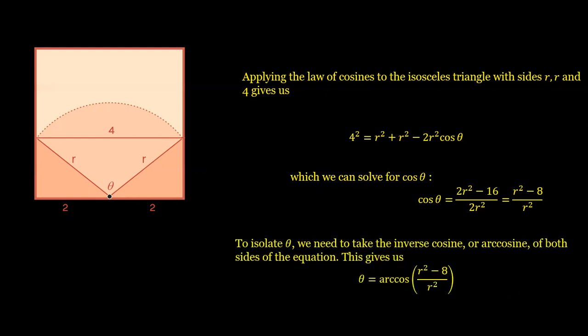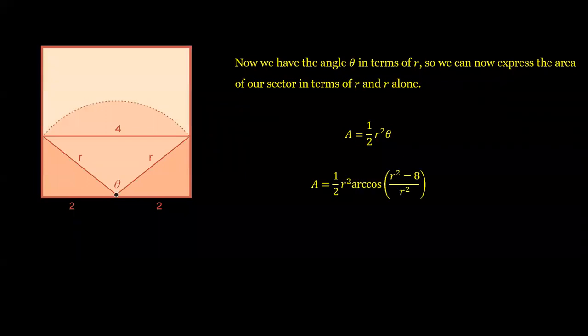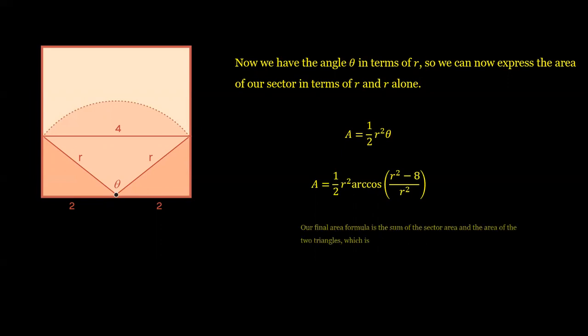Cos theta is equal to (2r squared minus 16) divided by 2r squared. To isolate theta, we need to take the inverse of cosine, or arccos, of both sides of the equation. That gives theta equal to arccos of (r squared minus 8) divided by r squared. Now we have the angle theta in terms of r, so we can express the area of our sector in terms of r alone. So A is equal to half of r squared theta, and A is equal to half of r squared arccos of (r squared minus 8) divided by r squared.